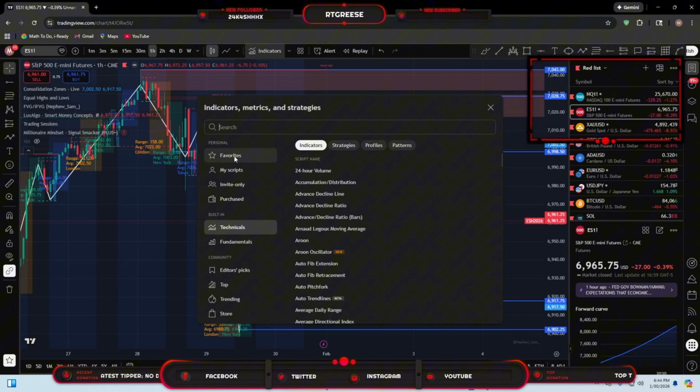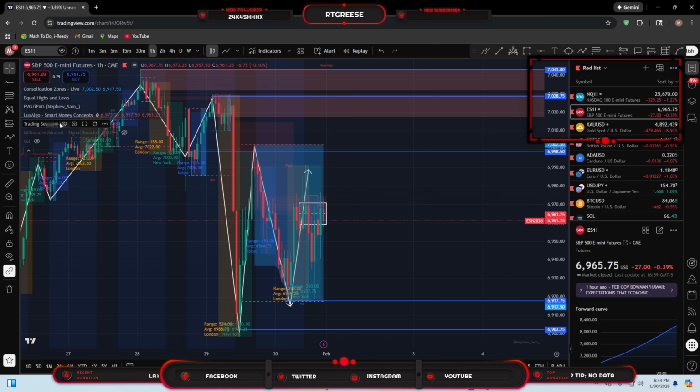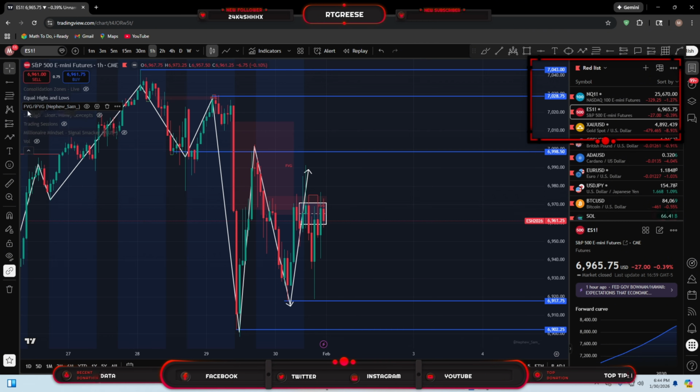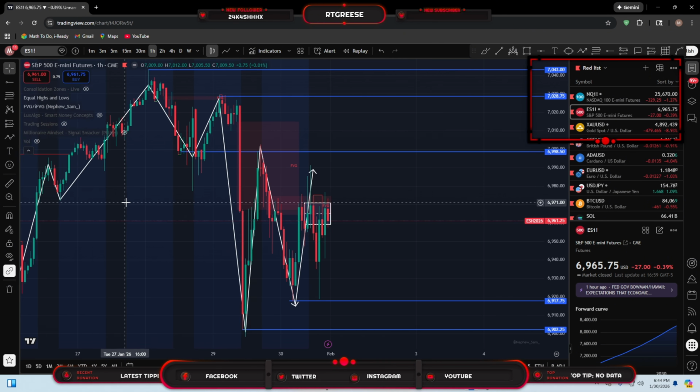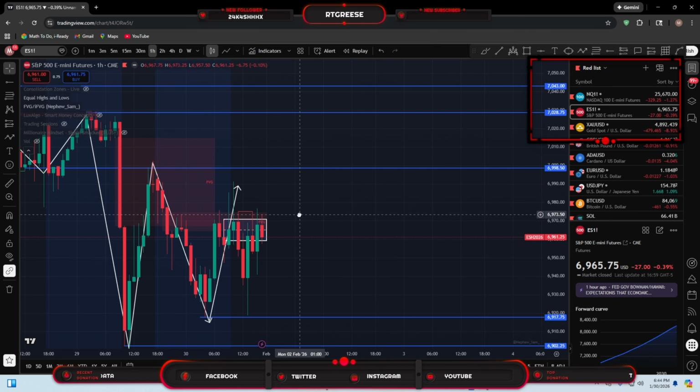Let's go back. Make sure y'all get this. The fair value gaps. Let me turn these off one by one. Actually, let me turn off the consolidation ones too. I'm going to show y'all the ones I got. The fair value gaps by Nephew Sam. I actually like this one. This indicator is really good for your fair value gaps. Otherwise you'd have to mark them off every 5 seconds, and that's aggravating. You don't want to keep marking them off. So yeah, this indicator is perfect.